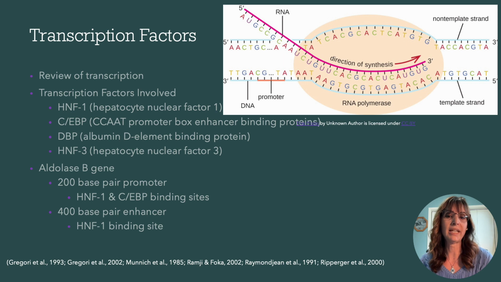So HNF3 is an inhibitor. It can also inhibit the DBP protein, but non-competitively because they have different binding sites. Therefore, hepatocyte nuclear factor 1, DBP, and C/EBP are all transactivators which stimulate the production of aldolase B, while HNF3 can inhibit the production of aldolase B.